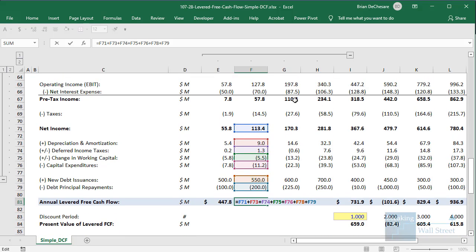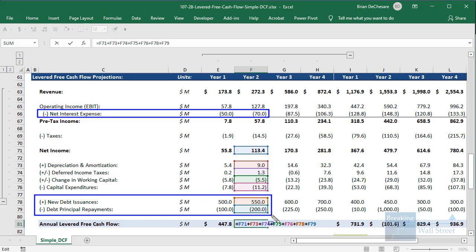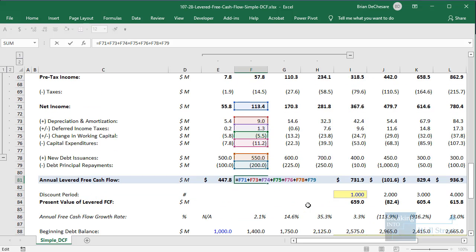So in short, we have these two major differences, subtracting the net interest expense and then factoring in new debt issuances and debt principal repayments. And these differences, though they may seem small, end up completely changing the numbers here. And that is levered free cash flow in a nutshell.